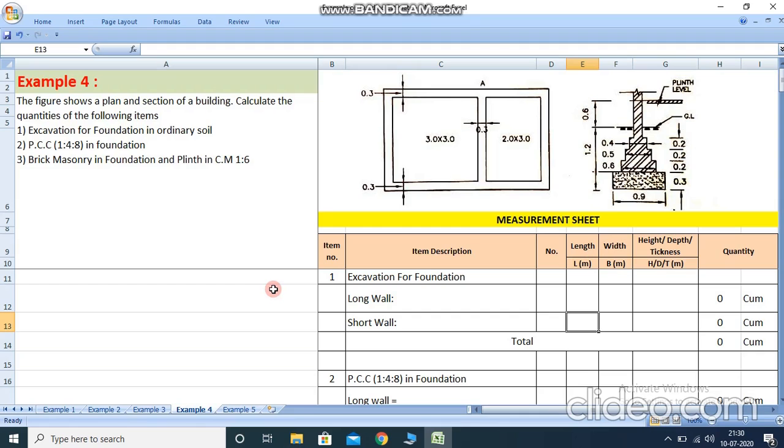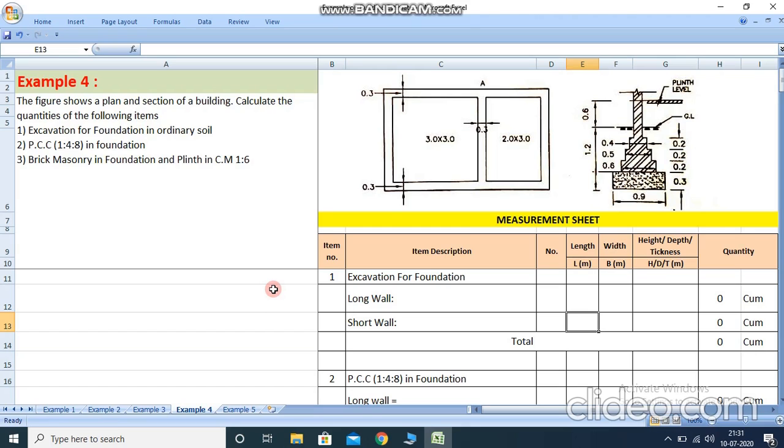Today we start examples on a building estimate. Up to example number 1, 2, 3 we discussed the basic examples. Now we start another step example, shown as example number 4.